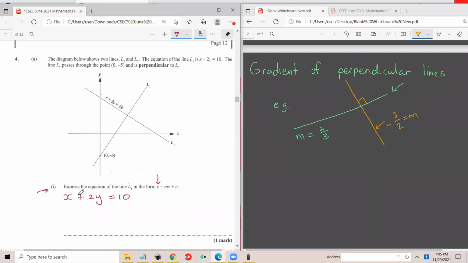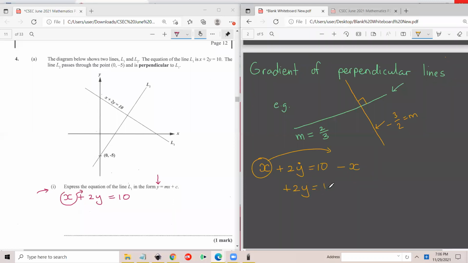So if you want to make y the subject, you just throw across positive x. Well, I have more space here, so let me do it here. X plus 2y is equal to 10. So I'm trying to make y the subject. You throw across positive x, you get what? Minus x. So this is what we have so far. 2y is equal to 10 minus x.